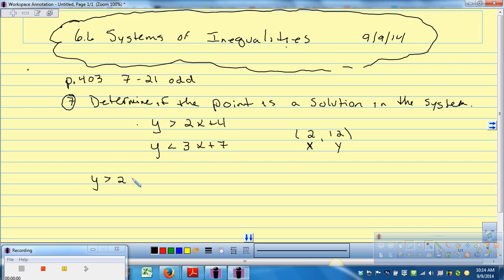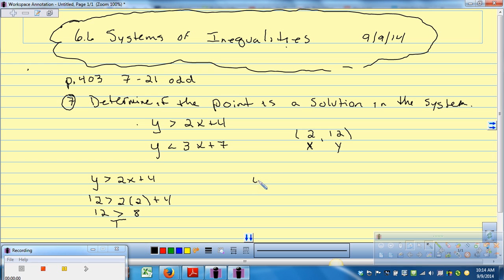y is greater than 2x plus 4. What do I plug in for y? 12 is greater than 2 times what? 2 plus 4. Is 12 greater than 8? Is that true? Yep, that's true. So it works in that one.